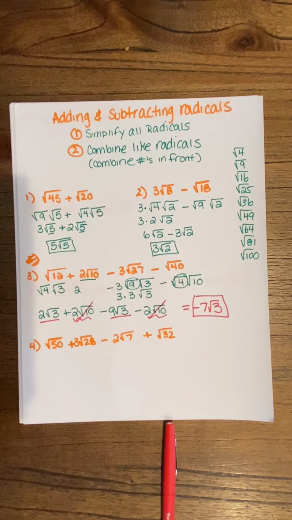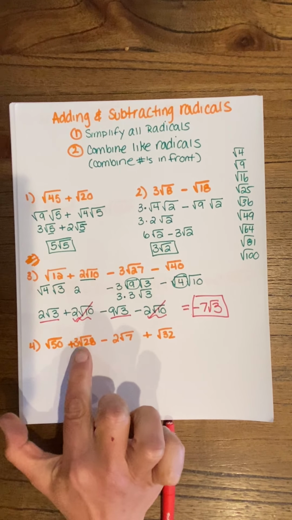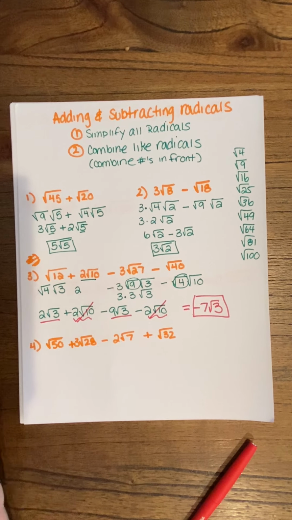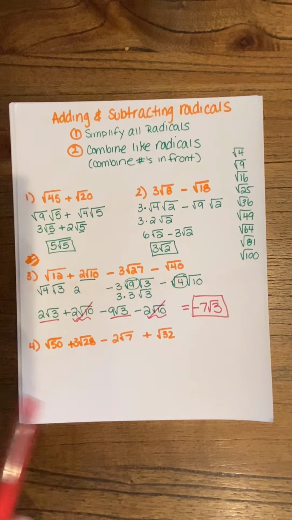All right, so why don't you try this last one right here? So this is rad 50 plus 3 rad 28 minus 2 rad 7 plus 32. Okay, let's see what you got.